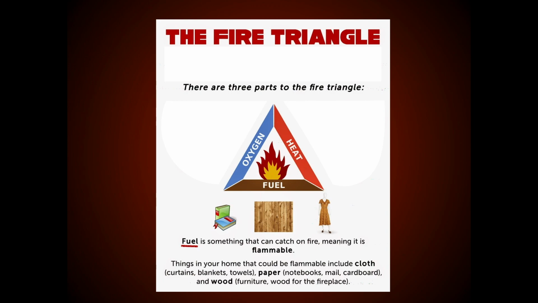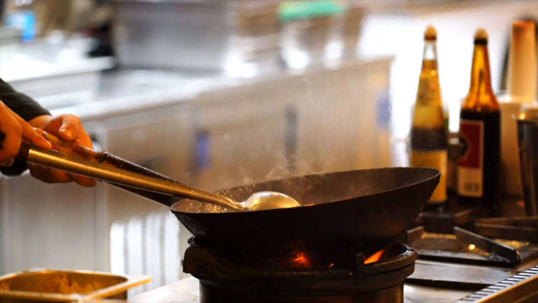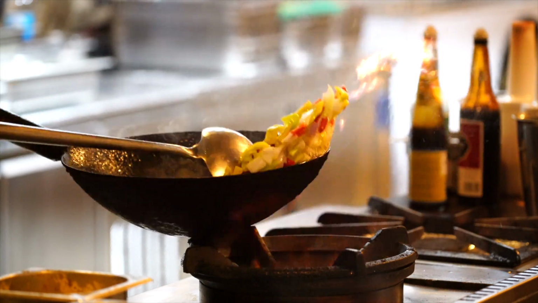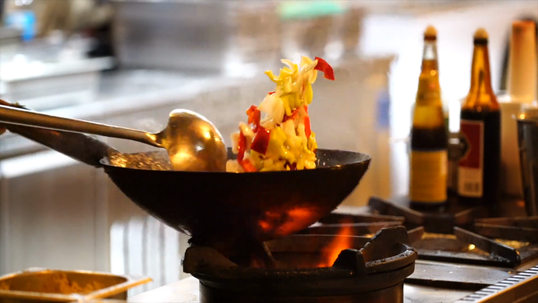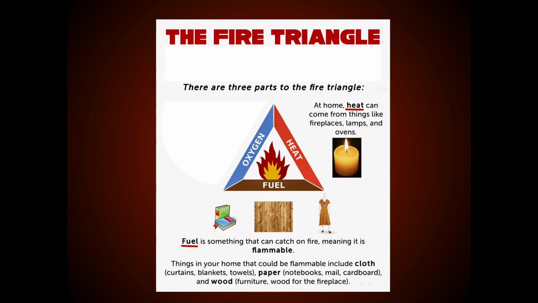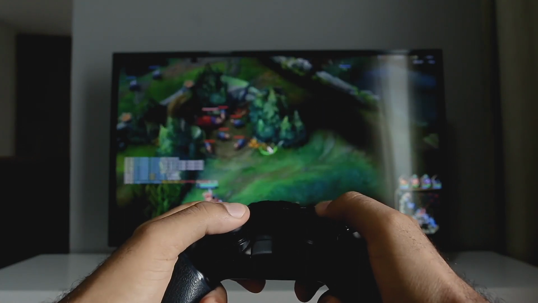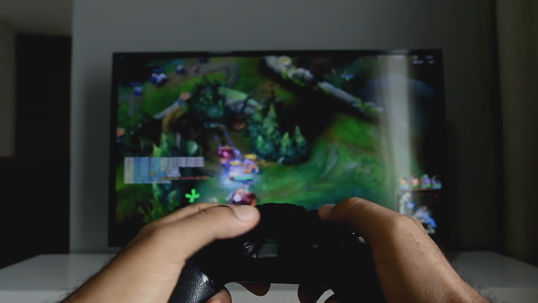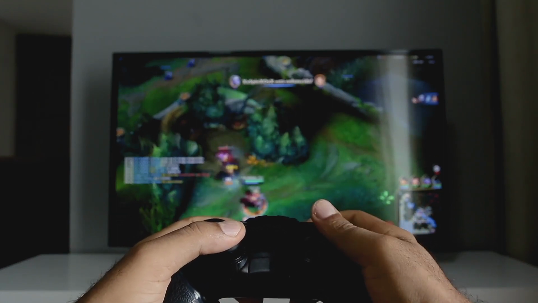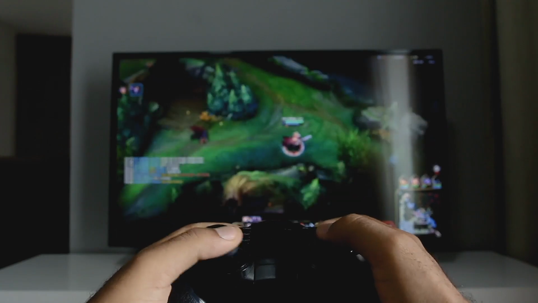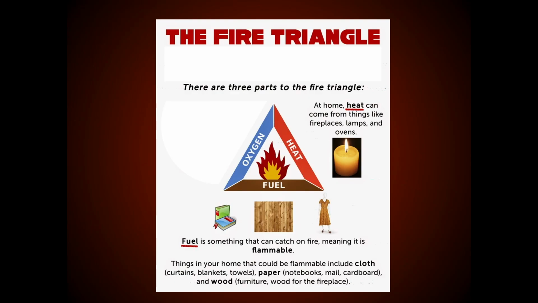But for that fuel to ignite, it has to have heat. Now, heat can come from obvious things like matches or lighters, candles, our stovetop and our oven. These are things that we know are hot and can accidentally cause fires. Some other things that are less obvious are things like your electronics. Anything that runs on electricity can generate heat. When you charge your cell phone, electricity creates heat inside of your cell phone. So there's a lot of different sources of heat around us. Some are obvious and some are not so obvious.